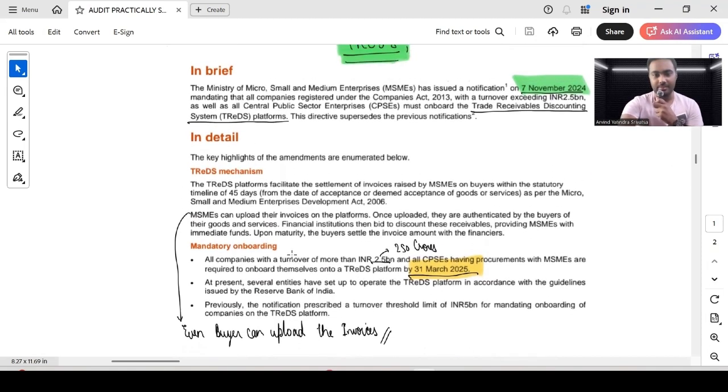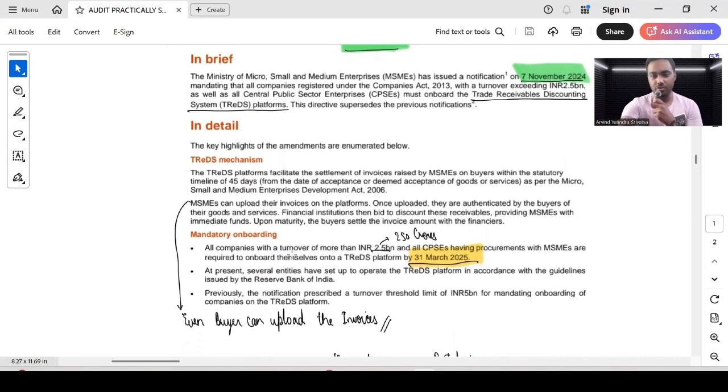So the TREDs mechanism is basically a portal where you will upload the invoice. Either you as the entity, which is the customer, can upload the invoice, or your supplier, who is the MSME vendor, can upload the invoice. And there will be a financing institution, which can either be a bank or an NBFC, that will bid to settle this invoice. You as the customer will select the financing entity that is offering you the highest credit period and the lowest interest.